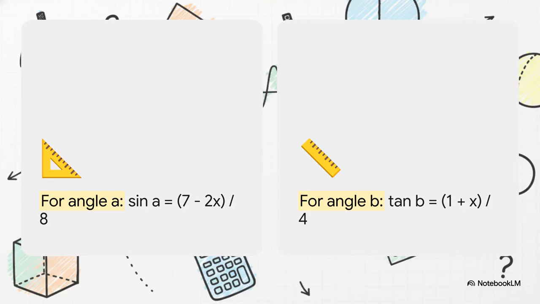For our angle A, sine is opposite over hypotenuse. That gives us 7 minus 2x all over 8. Easy. Now for angle B, tangent is opposite over adjacent, which is 1 plus x all over 4. And get this, the official mark scheme shows that just by finding one of these correctly, you've already banked your first mark, a B1. Pretty good, right?